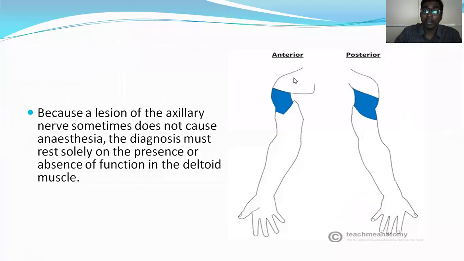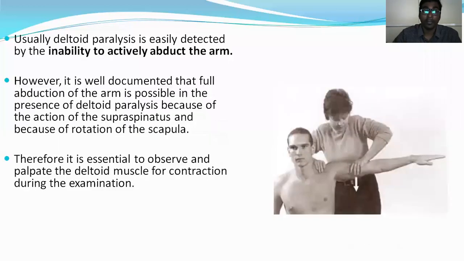So this is the sensory area supplied by the axillary nerve. You see, these are the anterior and posterior views. But because a lesion of the axillary nerve sometimes does not cause anesthesia, the diagnosis must rest solely on the presence or absence of function of the deltoid muscle. Only in the isolated zone is the sensory supply damaged. Okay, in the previous class I have already told you about this.